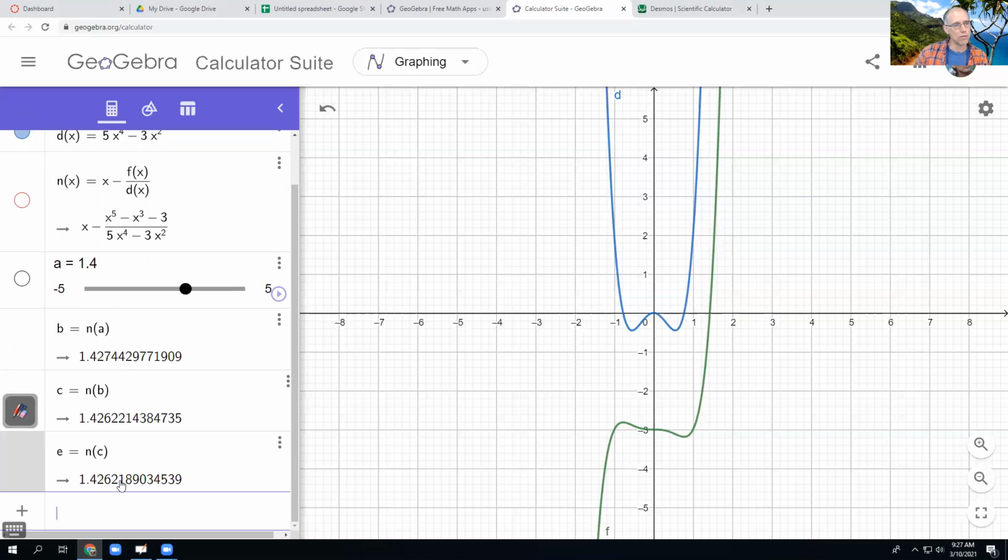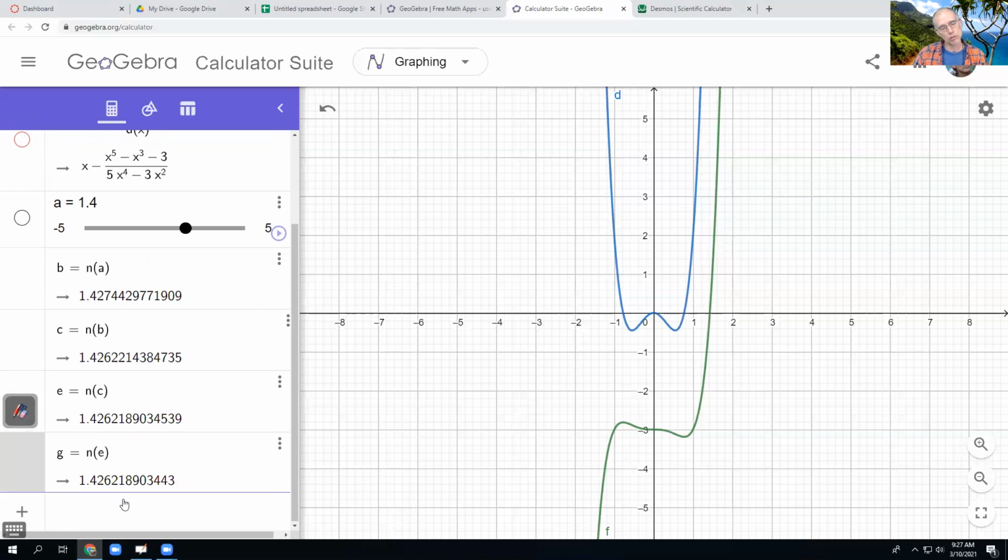So now I have 4 decimal places after 3 times through it. So you have to keep running through Newton's method until you see some decimal places starting to get fixed. After one try, I had 1 decimal place. 2 tries, I got 2 decimal places. After the 3rd try, I've got 4 decimal places.